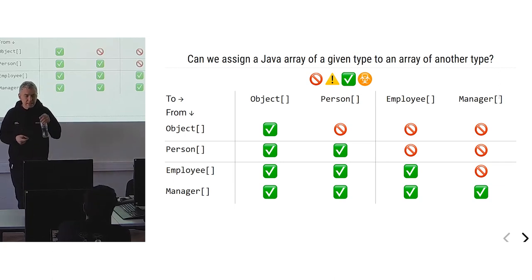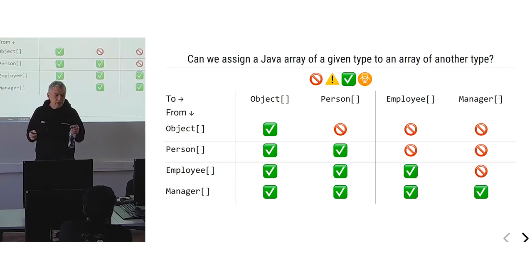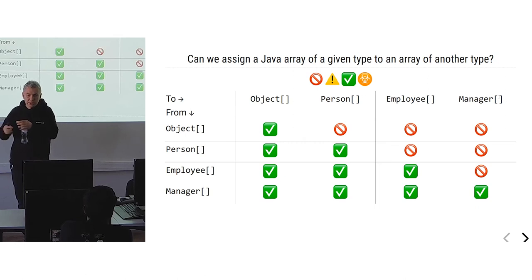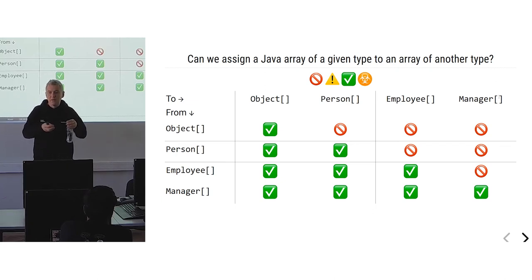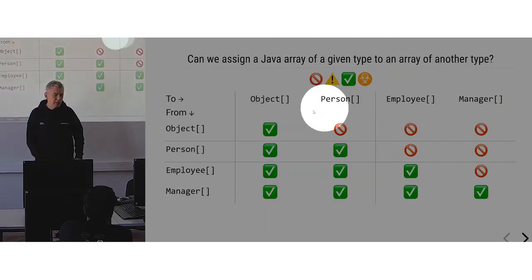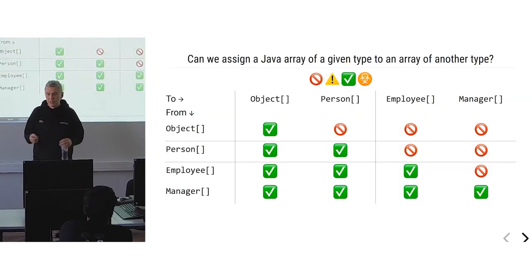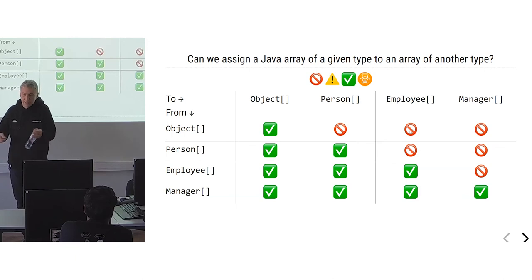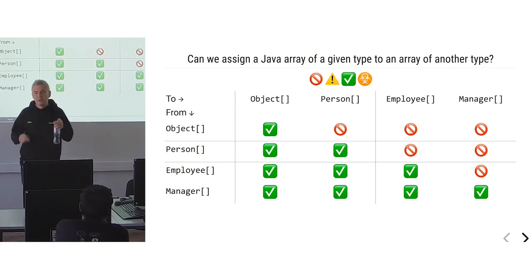And why did the language designers allow us to do this? Please imagine an API that requires, for example, an array of persons, and we have an array of managers. Managers are still persons. We want to conveniently and safely pass a reference to an array of managers as a parameter of a method that requires an array of persons. If this wouldn't compile, then we would have to copy the array of managers to an array of persons. It would be just overhead, and very inconvenient. So it was done for the sake of convenience of the APIs. And this is the main point of the whole presentation, as you will see very soon.